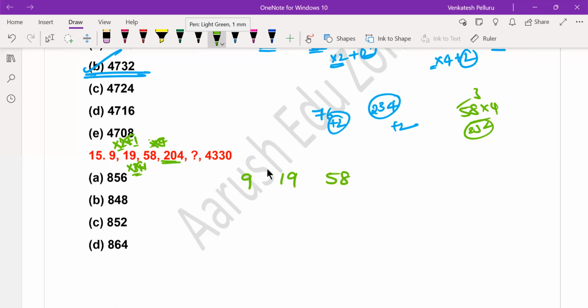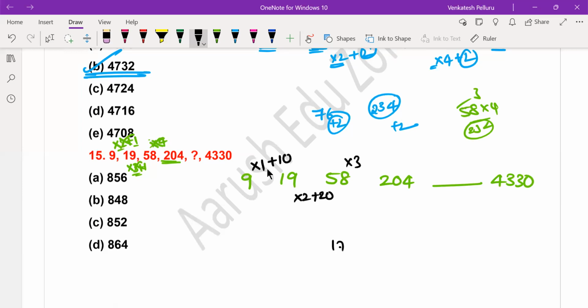Okay, 58, 204, 4330. If you think in a deeper manner, 9 into 1, 9 plus 10, is 19. 19 twos are 38 plus 20, 58. 58 threes, calculate that. 3 fives are 150 plus 24, 174. It's actually 174. If I add 30, it becomes how much? 204. So into 3 plus 30. Next, obviously it has to be into 4 plus 40, and here it has to be into 5 plus 50, right?